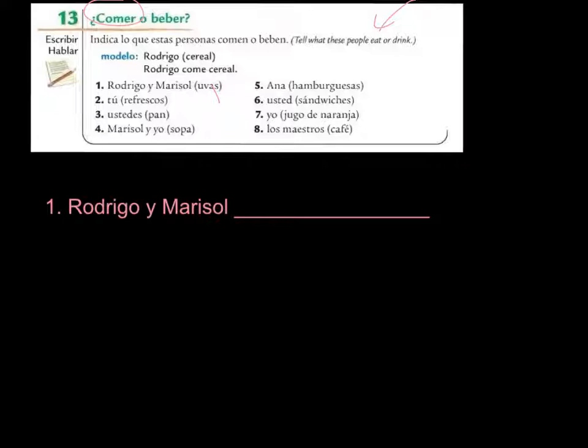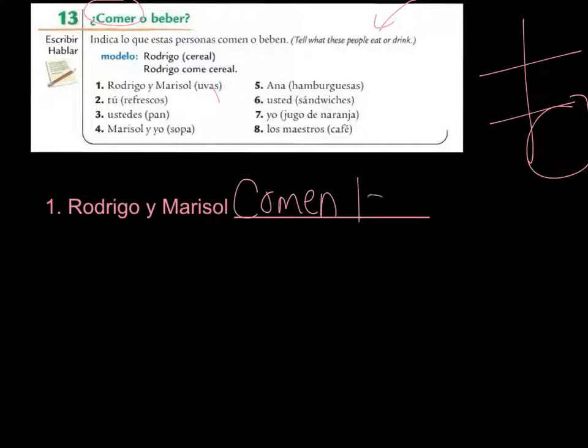So let's conjugate that. Keeping in mind the chart that we have, Rodrigo y Marisol would be the ellos column, and so we know that this one ends in en. Okay, so it would be Rodrigo y Marisol comen las uvas, paying attention also to the noun agreement, making sure it's las and then uvas, but it ends in an en. Go ahead and complete numbers 2, 3, 4, 5, 6, and 7. Pause the video while you're working, and when you're ready to go, click play to see the answers and review what you've written.